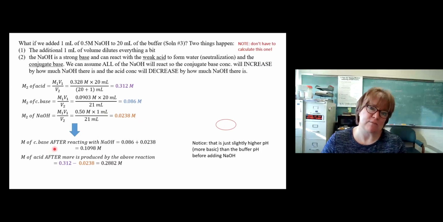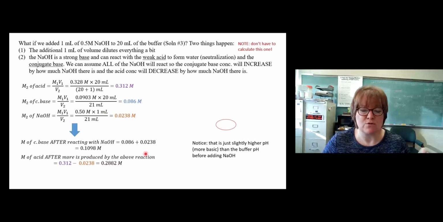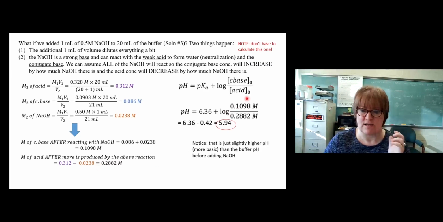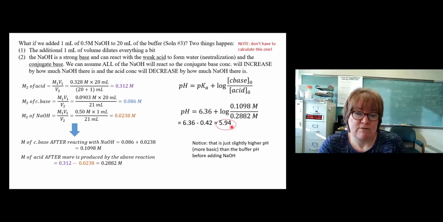But for the conjugate base, that's what's being produced. So I'm going to add however much NaOH I had. Meanwhile, the conjugate acid is the thing that's reacting, so I'm going to subtract. So my numbers change a little bit, but it's the same idea. Okay, I plug it in, put them in my equation. So now my 0.1098 is on the top for my conjugate base. My 0.2282 is on the bottom. So I end up with 5.94.